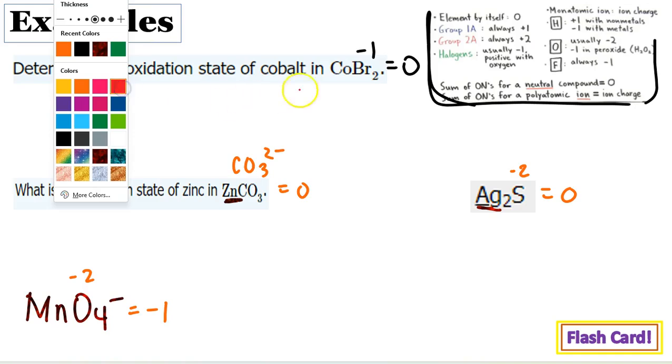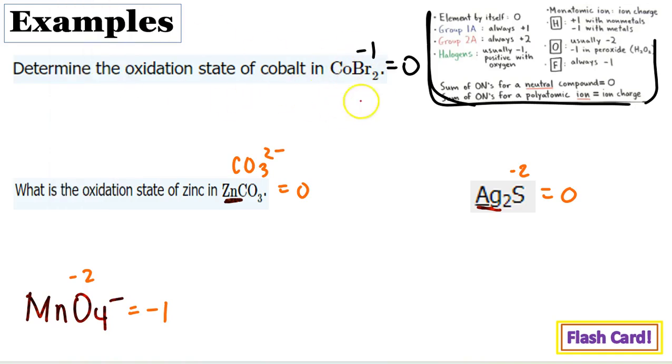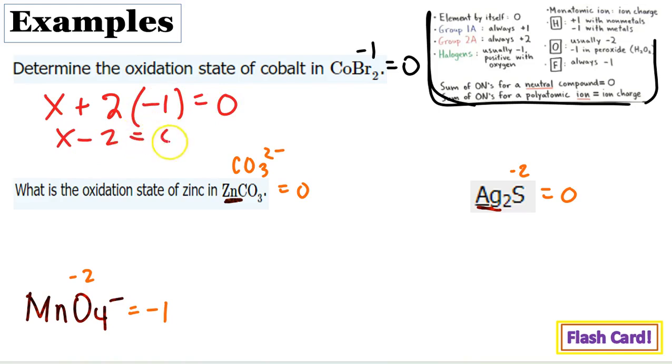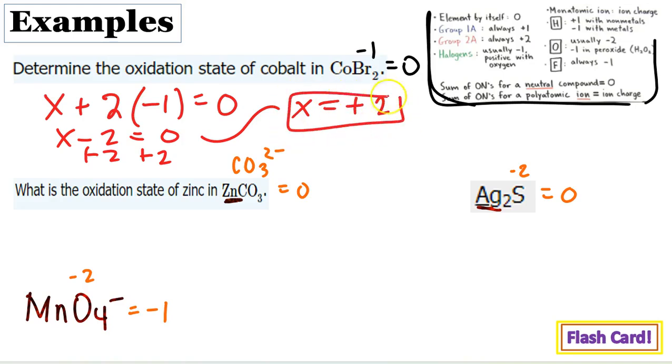So for example, back up to CoBr2. Because we don't know what Co is, we can set that as X. Now we're going to add that to what we do know. So there's 2 Brs. What's the charge of Br? -1. This entire thing is equal to 0. So we have X minus 2 is equal to 0. Add 2 to both sides. Therefore, X is equal to +2. So that means our Co has a +2 oxidation number in order to be a part of this neutral overall compound.